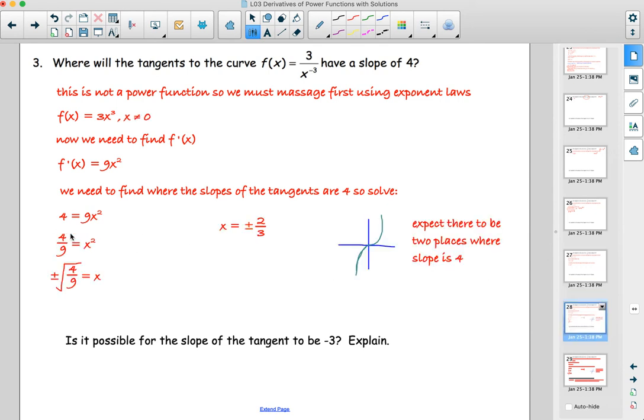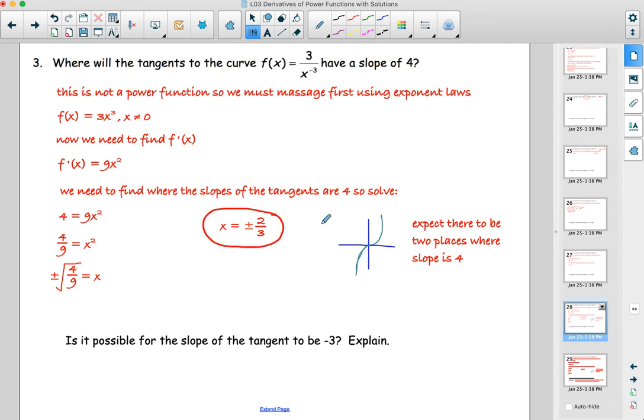And jumping forward, that's going to give us 4/9 is x squared. I now need to take the square root of 4/9, but I'm going to remember there are two possible places that could occur. Plus or minus when you take the square root, right? Because you can square a negative and get a positive. So it's plus or minus the square root of 4/9. And that gives me plus or minus 2/3.